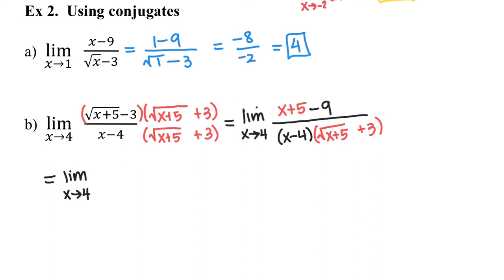So what am I left with? x minus 4 in the numerator. The denominator, I'm going to leave it the way it is. Okay, now that I've done this and I've multiplied it out, I see that I can cancel the x minus 4's. And if I've done it right, there should always be something that will cancel that will help me evaluate the limit.